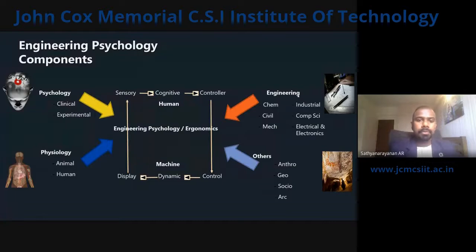So let's look into what human psychology is all about, and what its components are. When you look at it, you can see psychology comes under two terms. One is a clinical perspective, and the other is an experimental perspective. For example, day-to-day life experiments.